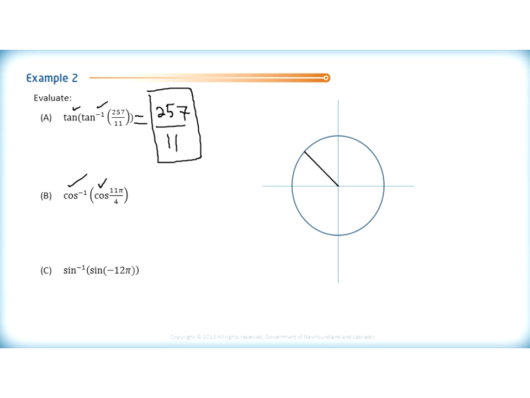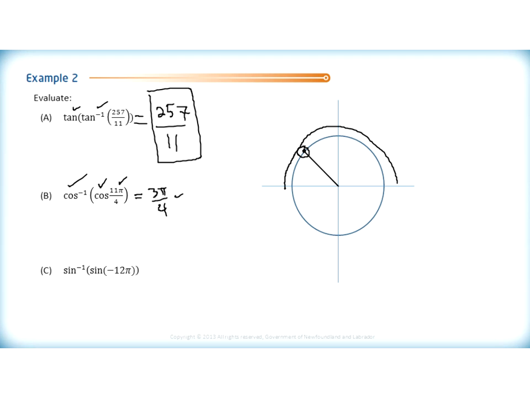Okay, so what this does is it has the effect of looking for a coterminal angle with the 11 pi over 4 that fits inside my principal range for cosine, which is just 0 to pi. So that angle right there has got to be 3 pi over 4. Because cosine of 11 pi over 4 would give us an answer, rather, a ratio of negative root 2 over 2, and the inverse cosine of that is just 3 pi over 4.